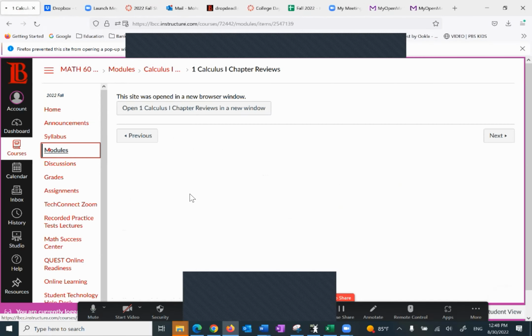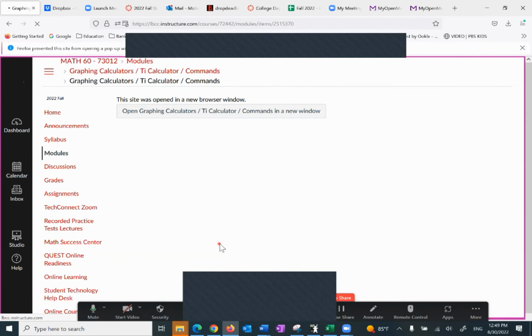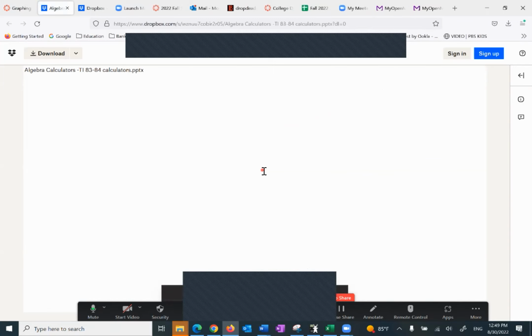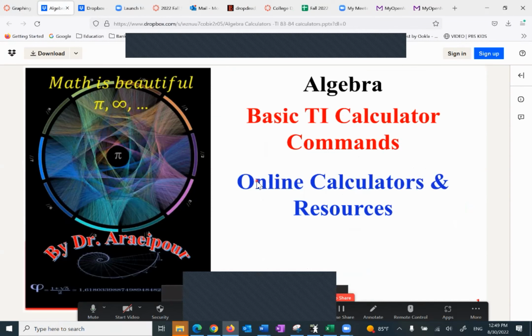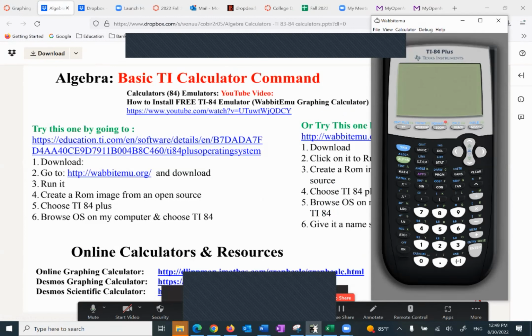Now, going back to the modules, again, I want to go to the bottom. The next one is a graphing calculator. I have some information about the graphing calculator here. And what's interesting, not only do I have the online TI calculator commands, take a look after the first page. Right here, I have the information. There's a YouTube video that will help you get what we call an emulator. If it works out, and sometimes it doesn't, you get this calculator. Okay, so I hope everybody is following that.